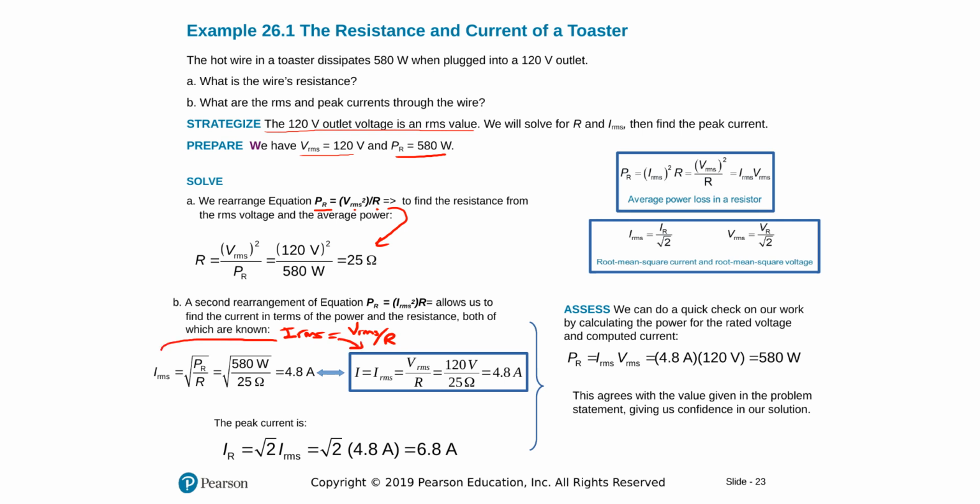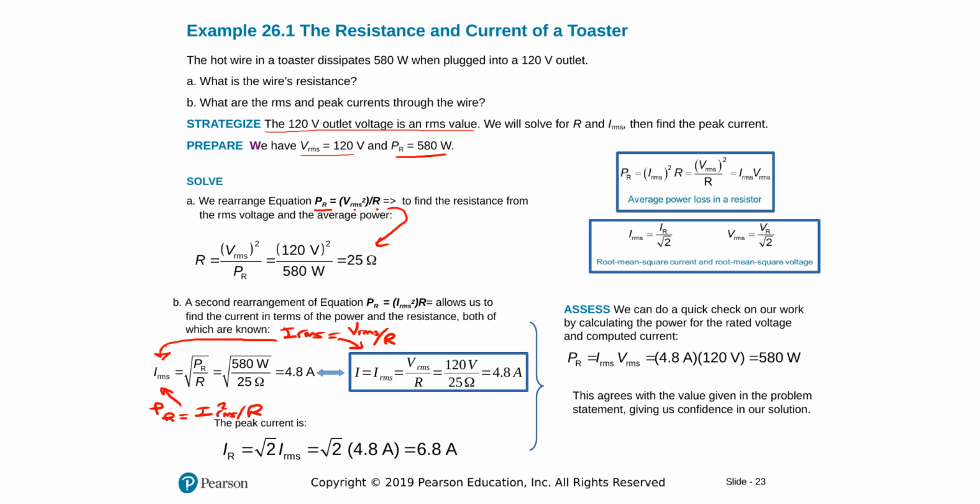Or I can use the power equation, which is what is used over here. So we know the power is equal to I squared R. Power for the resistor can be written as I RMS squared times R, so we solve for current. Here is what we will have. And of course, two approaches should give us the same answer.